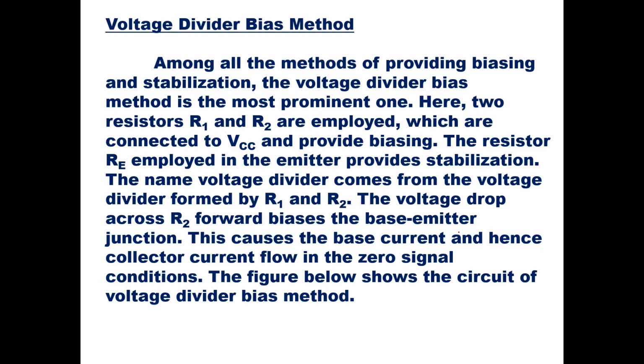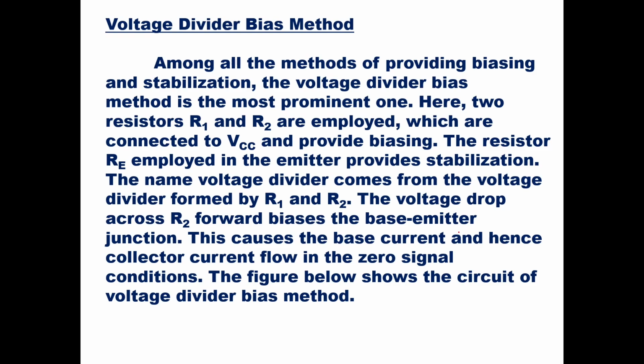Okay, so here if you see the note on that, among all the methods of providing biasing and stabilization, the voltage divider bias method is the most prominent one. Here, two resistors R1 and R2 are employed, which are connected to VCC and provide biasing. The resistor RE employed in the emitter provides stabilization. The name voltage divider comes from the voltage divider formed by R1 and R2.